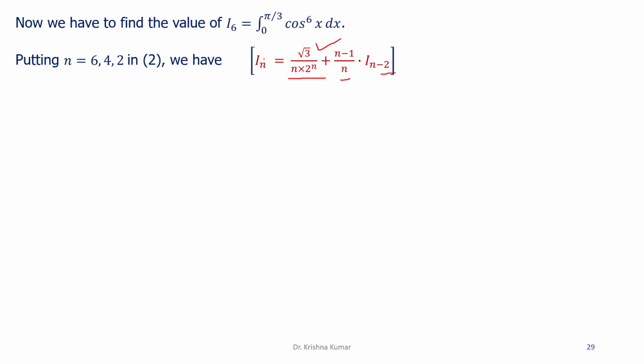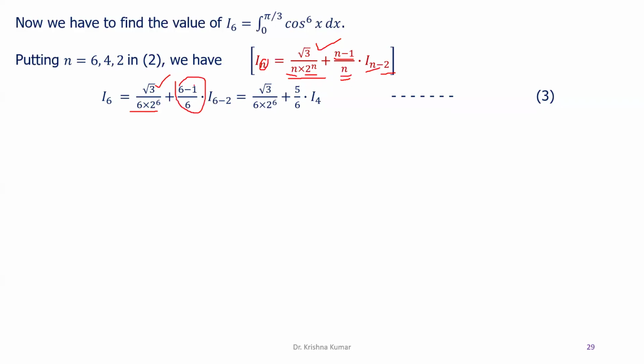So here we have to first put the value of n equal to 6. So what will happen? This is I6 equals root 3 upon 6 into 2 to the power 6 plus 6 minus 1 upon 6 into I6 minus 2. So if you simplify, it is root 3 upon 6 into 2 to the power 6 plus 5, 6 minus 1 is 5 upon 6 into I4. Now, so I6 is reduced to I4.